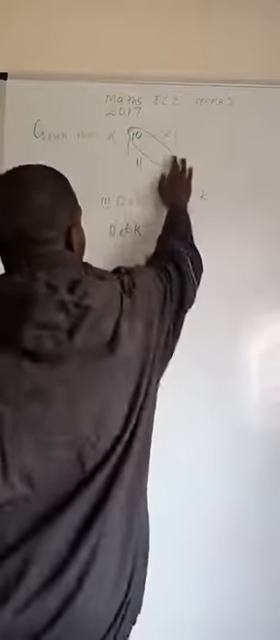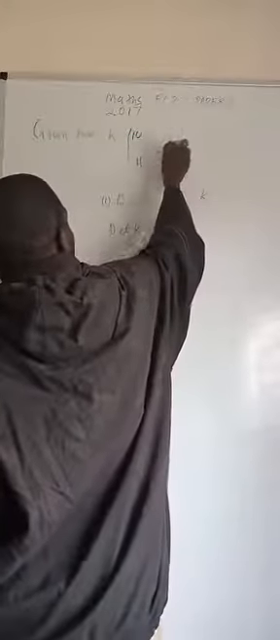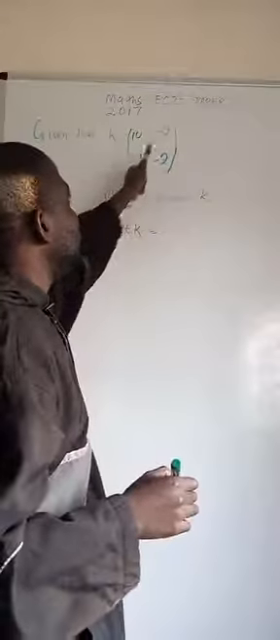As I said, can you see? This is a 2017 past paper. Have you seen where it came from? Matrix K is 10, 11, negative 2, negative 2. Find the determinant.